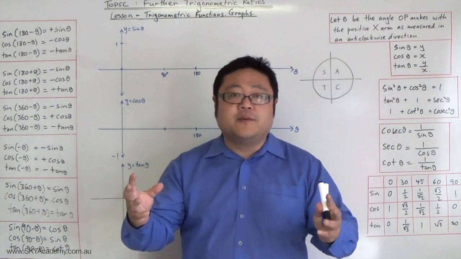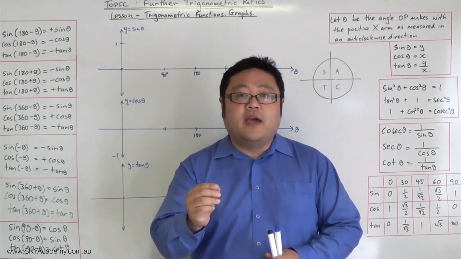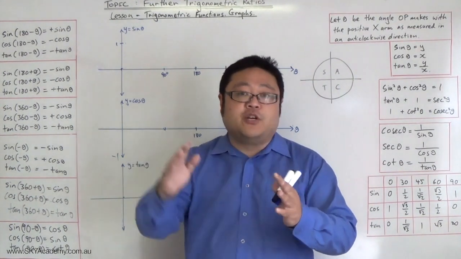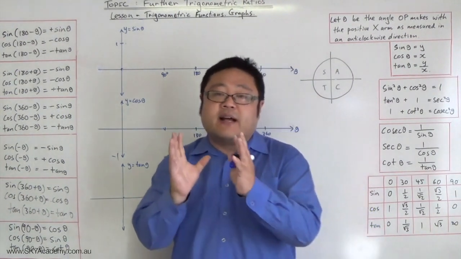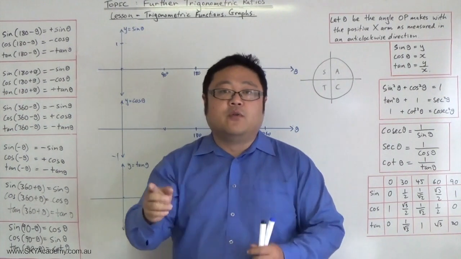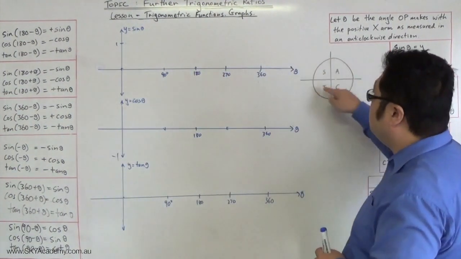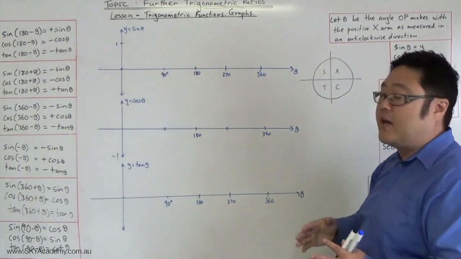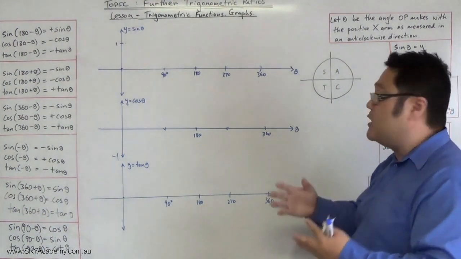Up until now we've been doing further trig ratios, and we've been looking in particular at the unit circle as a measure of the trig ratios of any angle. We've looked at angles outside the normal range of 0 to 90, angles inside the unit circle being 0 to 360, but also 360 and beyond. Negative angles, angles beyond 360, etc.